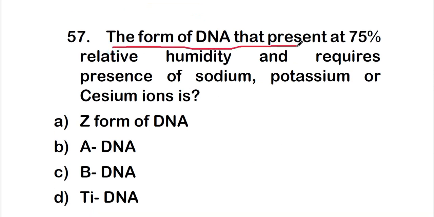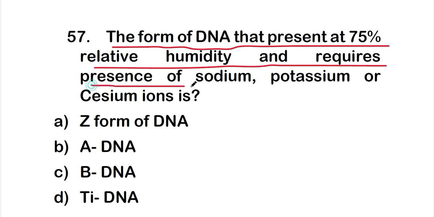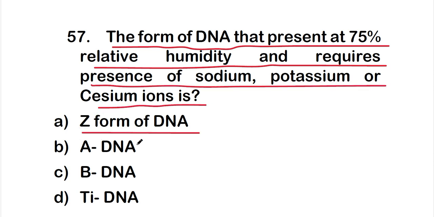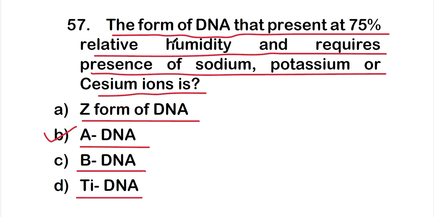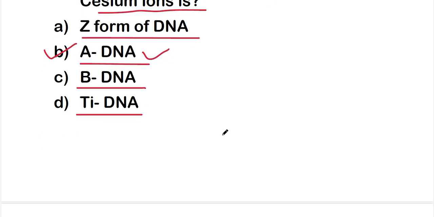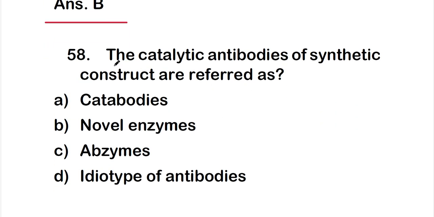The form of DNA that is present at 75% relative humidity and requires the presence of sodium, potassium, or calcium ions is: option A, Z form of DNA; option B, A DNA; option C, B DNA; option D, T DNA. The right one is option B, that is A DNA. So the form of DNA that is present at 75% relative humidity and requires the presence of sodium, potassium or calcium ions is A DNA. Okay, so let's move on to question number 58.